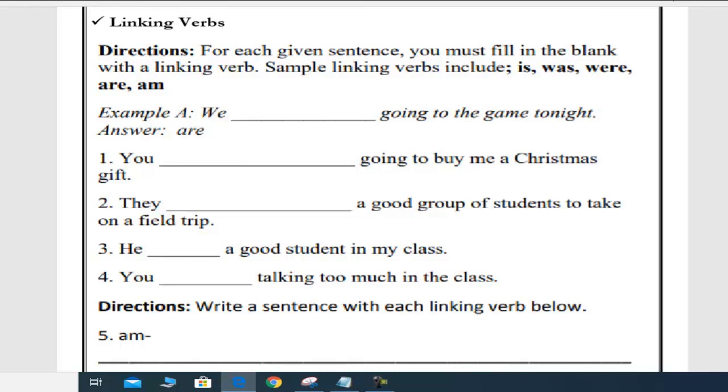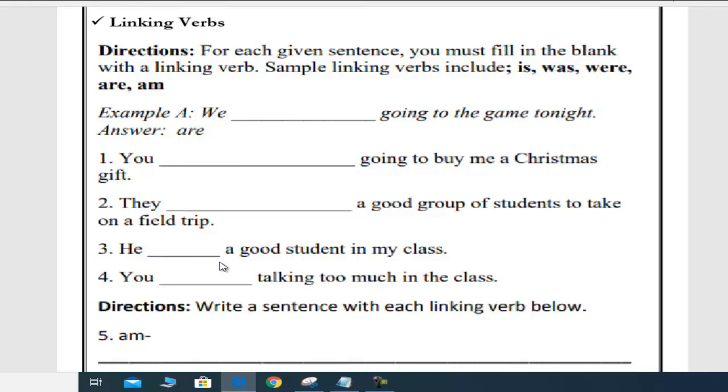Simple linking verbs include is, was, were, are, and am. We going to the game tonight? The answer will be are. So the next one. You going to buy me a Christmas gift? So it's gonna be are. You are going to buy me a Christmas gift.